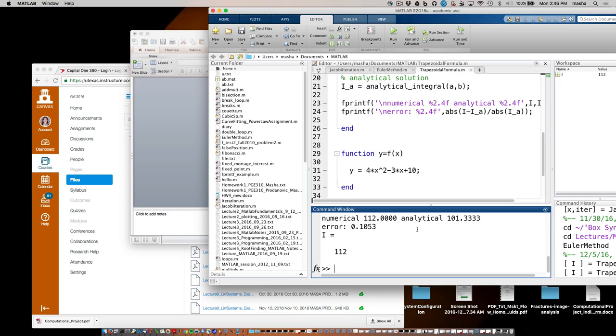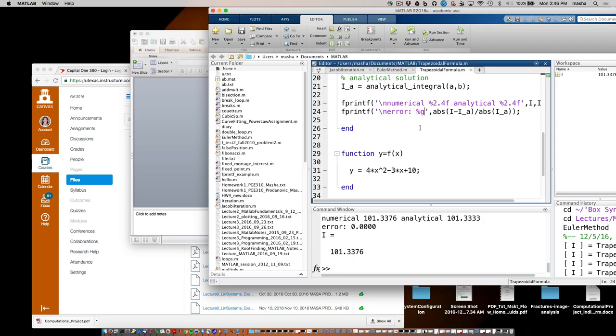Now what if I just had 2 intervals? Then my error is 10%, not horrible. If I increase to 10, my error goes down. If I increase to 100, whoa, okay. So I might need to actually switch to G here.